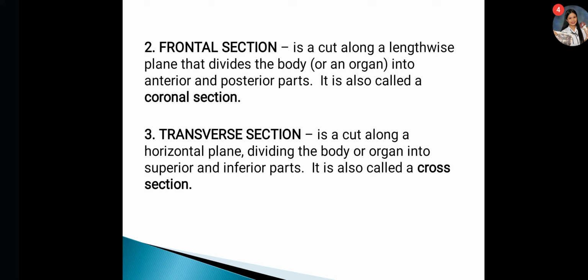Another section is transverse. It is a cut along a horizontal plane, dividing the body or organ into superior and inferior parts. It is called a cross section. So if you cut the body between the upper and the lower extremities, that is called a transverse section or a cross section. You divide the body or organ into superior and inferior parts.